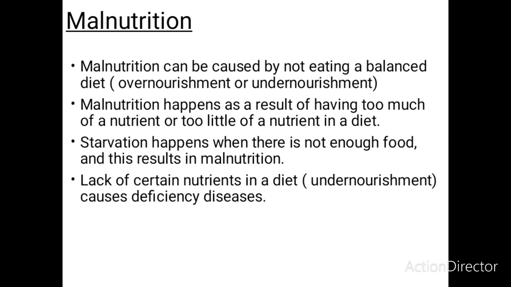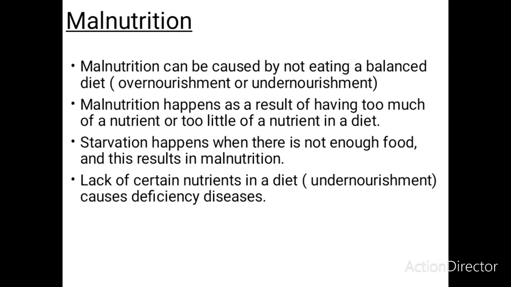Malnutrition is a condition in which a person is not getting the required amount of nutrients in a diet. So malnutrition can be caused by not eating a balanced diet. It can be overnourishment or undernourishment. So overnourishment is getting a little too much of a nutrient, and undernourishment is getting too little of a nutrient in a diet. And starvation happens when there is not enough food, and this results in malnutrition.